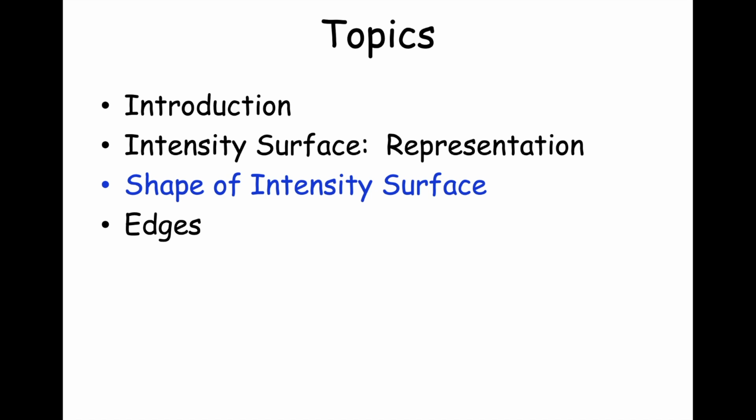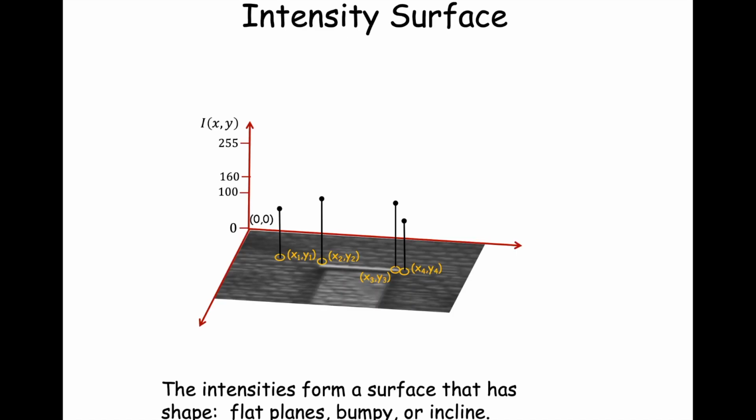So let's consider how we're going to do this. We have these intensities, and they form a surface. If we were to connect all of these intensity points at each one of these image coordinate points, the intensities are going to form a surface, and this surface has a shape to it. You might have flat planar regions, more smooth. You might have bumpy regions, or you might have inclines, be they inclines sloping up or inclines sloping downward.